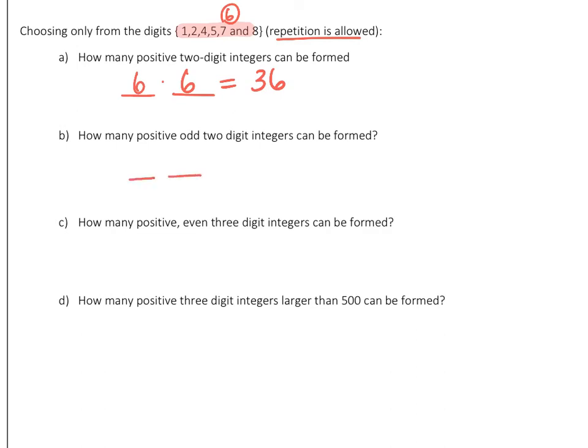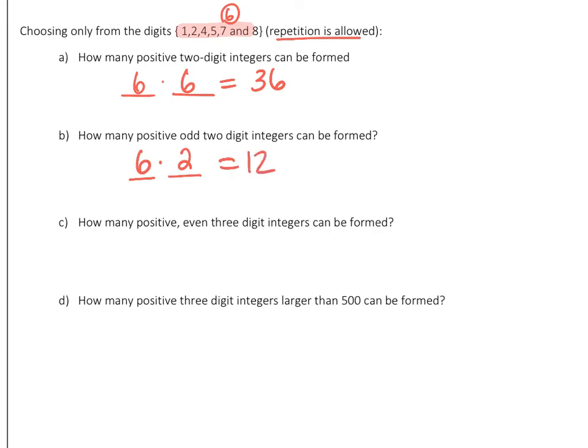How many positive odd 2 digits? Well, if it's going to be odd, it must end in an odd number. So it has to end in 5 or 7. So I've got just 2 choices there. And then it can be any other number. So I've got 6 choices there. So that's going to be 12.